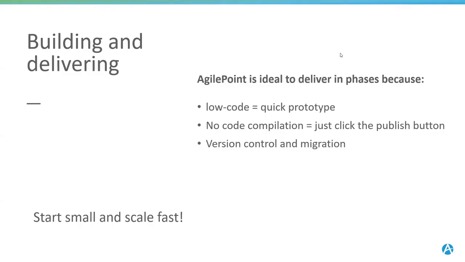And because we have version control, once you've clicked the publish button, your new process, your new app, is live. The old one is still there. So if you have 50 employees partway through the onboarding process, they can carry on in the old version, or you can migrate them to the new version if you want to. And that's why we're able to recommend to start small and then scale up.